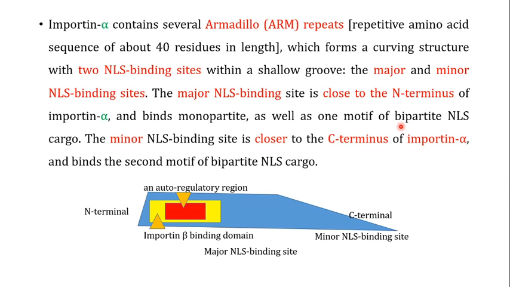So if a protein has one NLS, it is going to bind to the major NLS binding site. But if a protein has two NLS, two nuclear localization signals, one is going to bind to the major NLS binding site, and the other one, which is near the C terminal, is going to bind to the minor NLS binding site. So the location of the major NLS binding site and the minor NLS binding site is different. The minor NLS binding site is close to the C terminal, and the major NLS binding site is close to the N terminal.